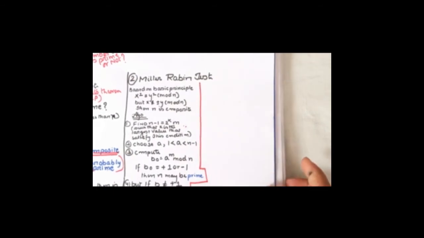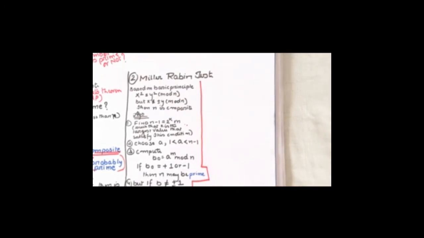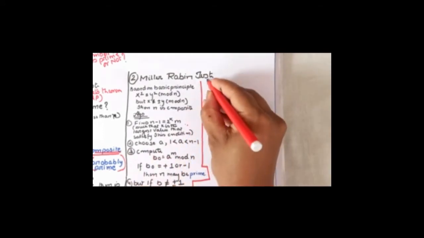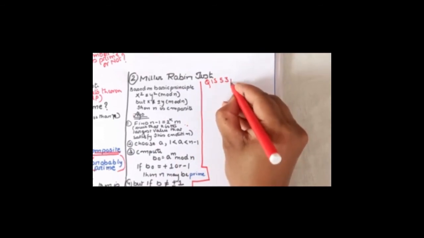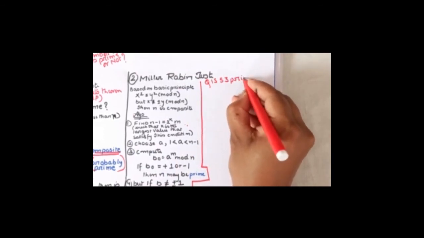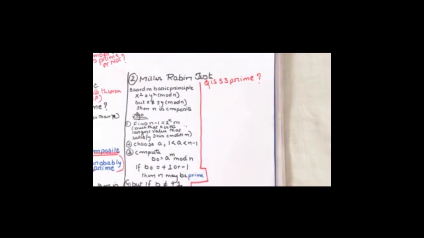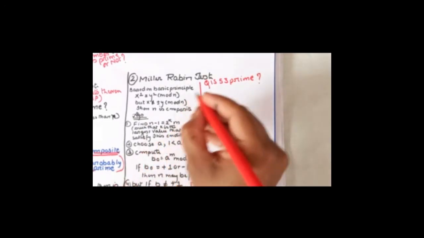Okay, so let me pick up an example. Okay, 53. My question is, is 53 a prime number? Is 53 prime? This is the question. Okay, now what am I supposed to do?